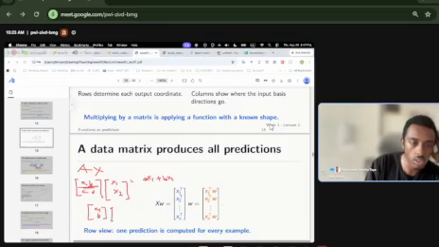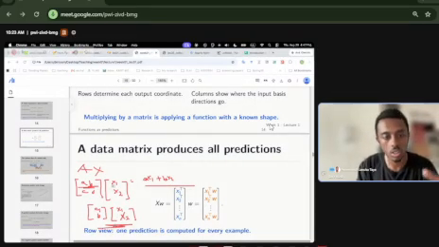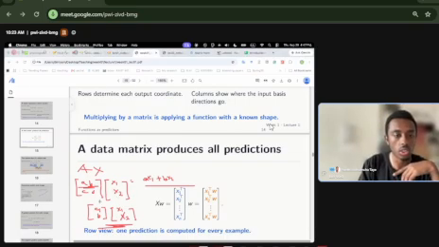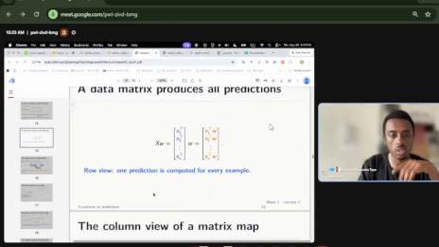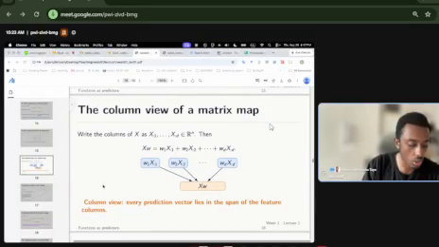and (x1, x2), right? Look at this output, the answer we got is a dot product. So you can understand it as the rows of the first matrix doing a dot product with the columns of the second matrix. That's one way to understand it, called the row view. Another way to understand it is called the column view.